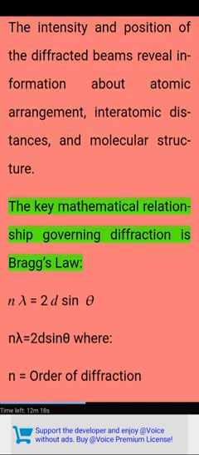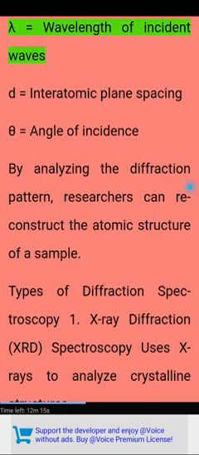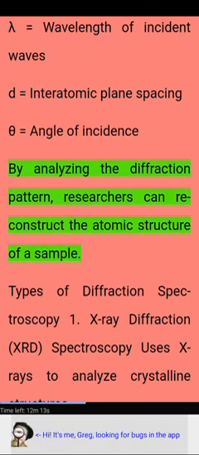The key mathematical relationship governing diffraction is Bragg's law: n lambda equals 2d sin theta, where n equals order of diffraction, lambda equals wavelength of incident waves, d equals interatomic plane spacing, and theta equals angle of incidence. By analyzing the diffraction pattern, researchers can reconstruct the atomic structure of a sample.